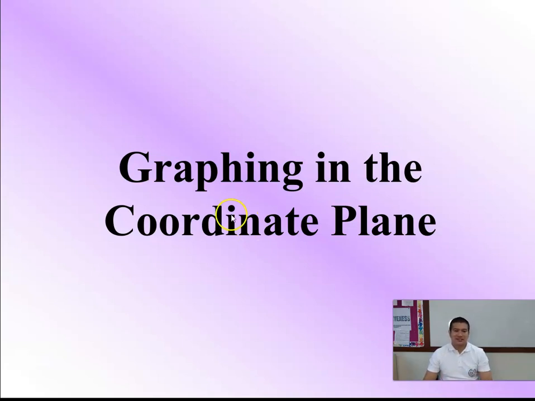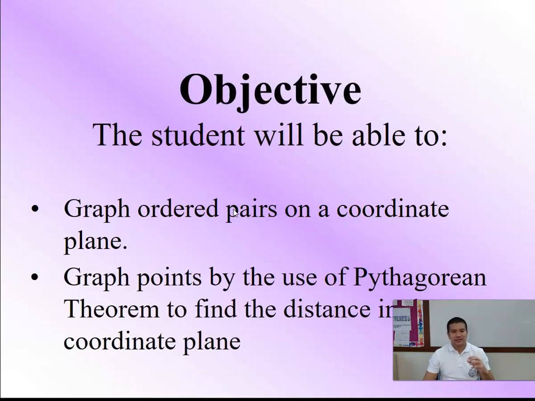What are the things that you're going to do? What are the things that you're going to learn? So the main objective here is that the student will be able to graph ordered pairs in the coordinate plane and graph points by the use of the Pythagorean theorem to find the distance in the coordinate plane.